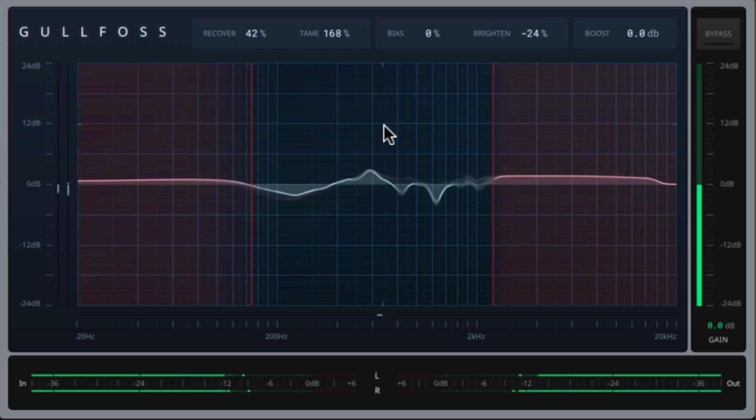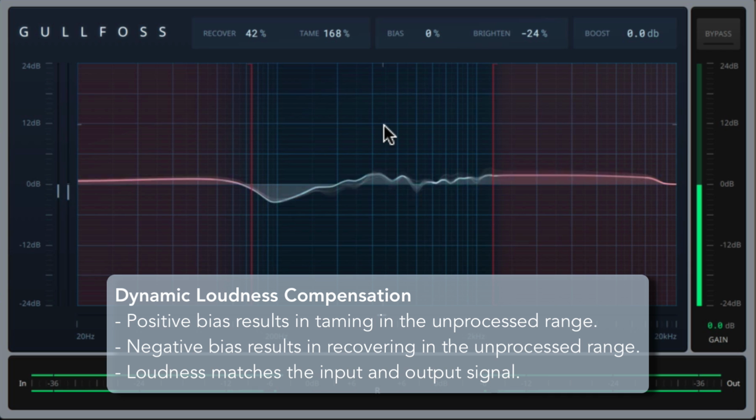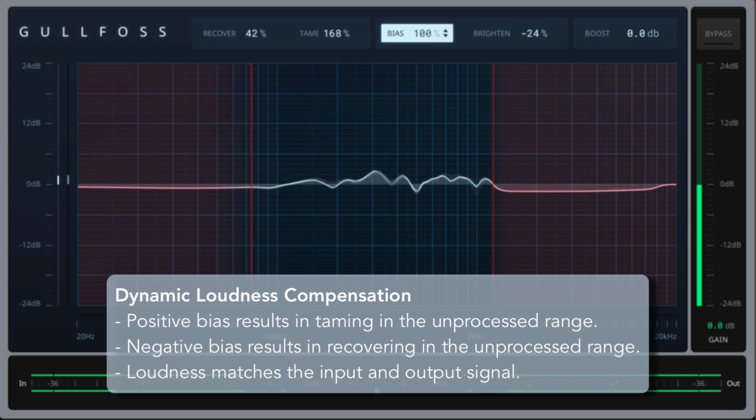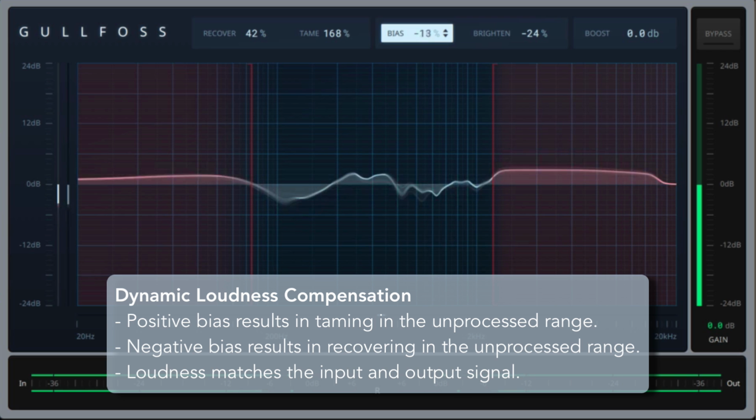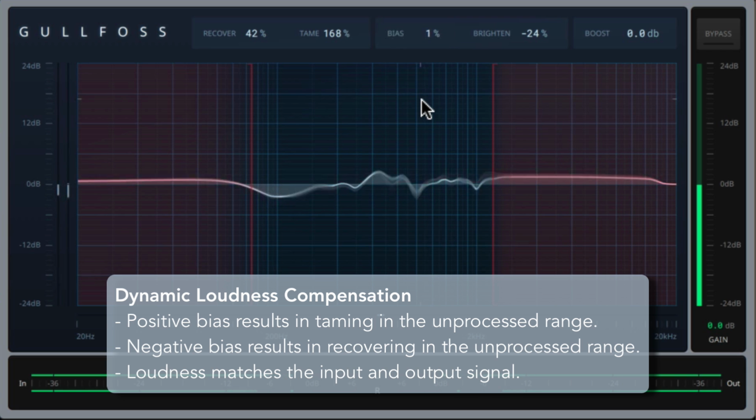Also note that you'll see some processing beyond the markers. This is a result of the dynamic loudness compensation built into Gullfoss. If the bias is in the positive, you'll see the limited range taming a bit to compensate the loudness. If the bias is in the negative, you'll see the limited range recovering to compensate the loudness. So this is all about loudness matching the input signal with the output signal.